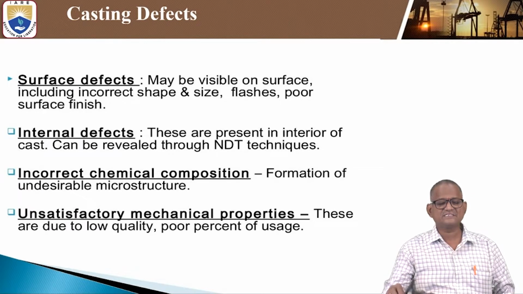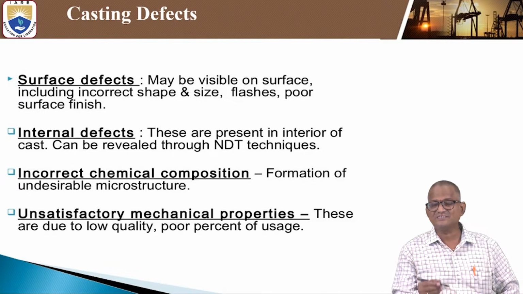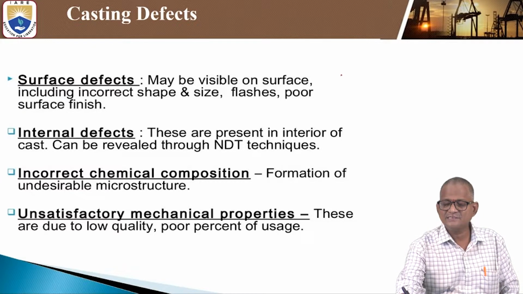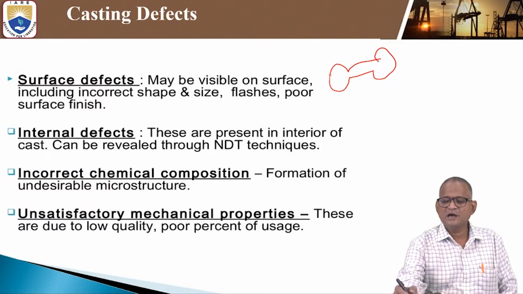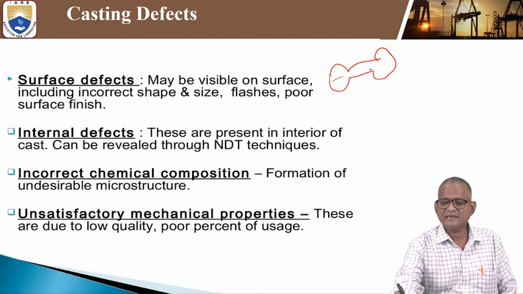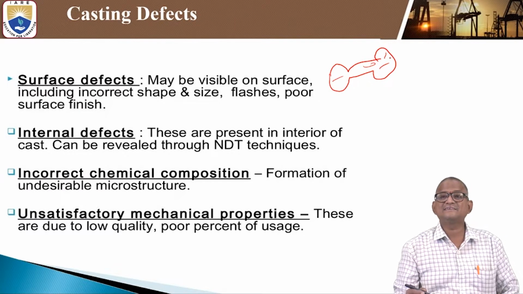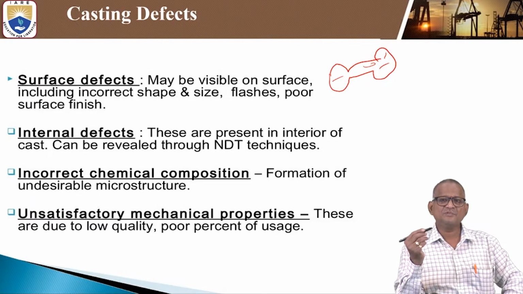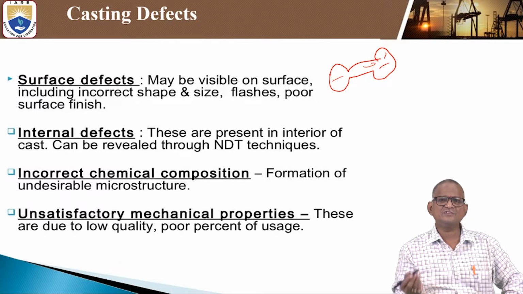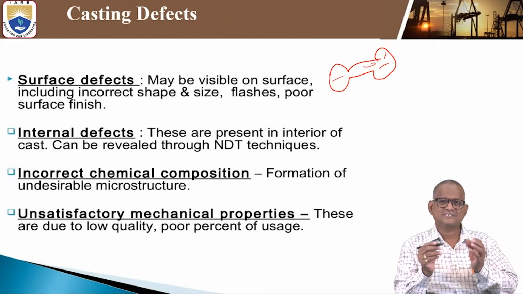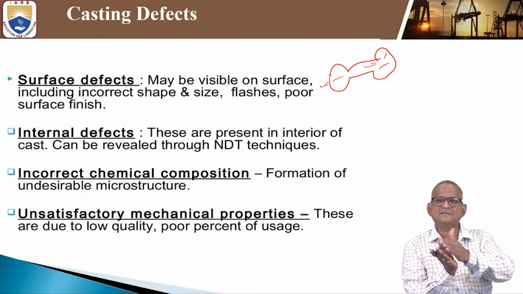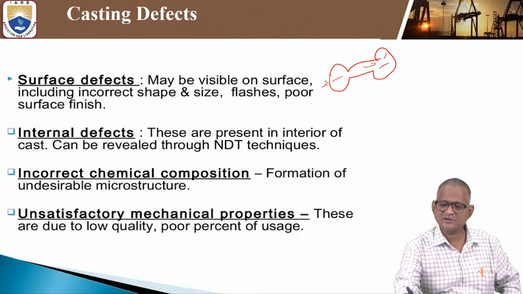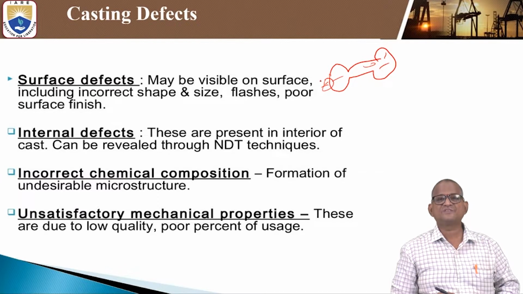Surface defects may be visible on the surface. For example, you can see a component of dumbbell shape. On this surface, any defects, some cracks and some extra parts like that, can be visible easily, including incorrect shape and size, and some flashes. Flashes come out by joining two patterns, some extra amount. This is called flashes, and poor surface finish.